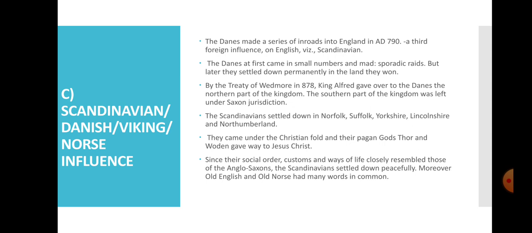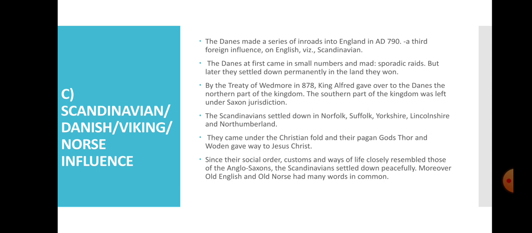The Danes at first came in small numbers and made sporadic raids. They came as groups at first, but later they settled down permanently in the land they won and established their power in England. With the Treaty of Wedmore in 878, King Alfred gave over to the Danes the northern part of the kingdom. The southern part was left under Saxon jurisdiction.